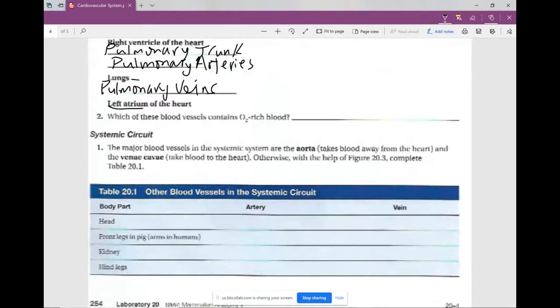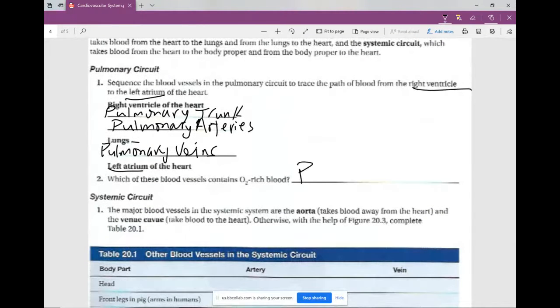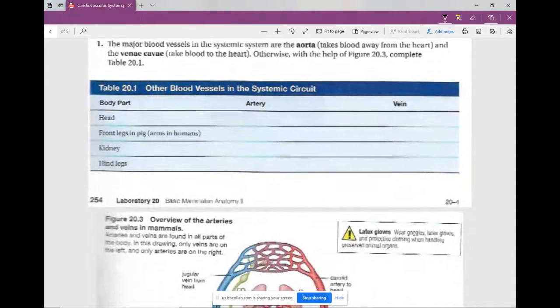into the left atrium. Which of these blood vessels contains oxygen-rich blood? Pulmonary veins. Usually veins, like I said before, are the oxygen-poor blood vessels, but in this case, it's reversed in the pulmonary circuit. So in this case, the pulmonary veins are oxygen-rich. The major blood vessels in the systemic system are the aorta and the vena cava.